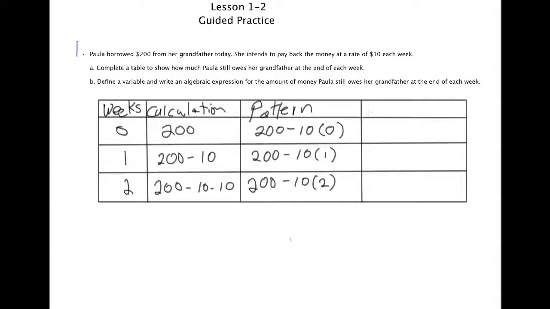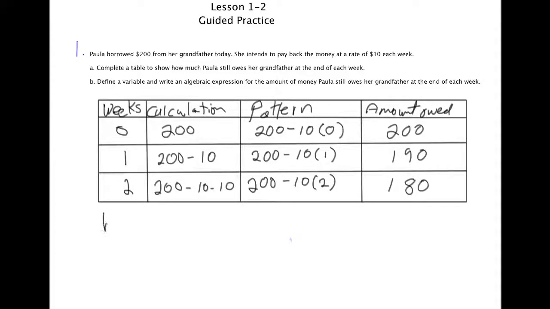Well, we want to know how much she owes, so let's do a quick calculation there. And we see the amount owed here is still 200. In this category, 190, and finally in this last one, 180. So this is our table, and this gives us, I hope, enough information with which to be able to write an algebraic expression. So we want to define a variable and write an expression for the amount of money that Paula still owes her grandfather at the end of each week.